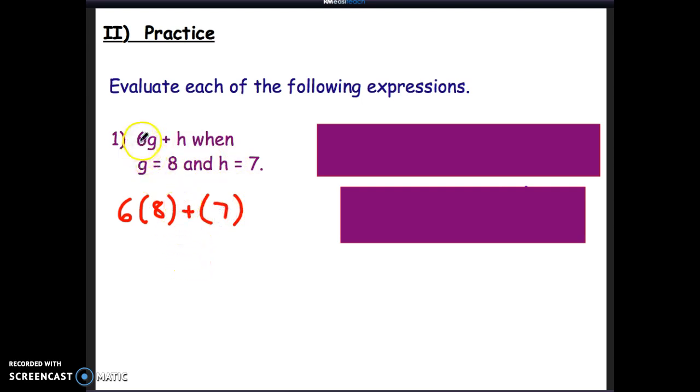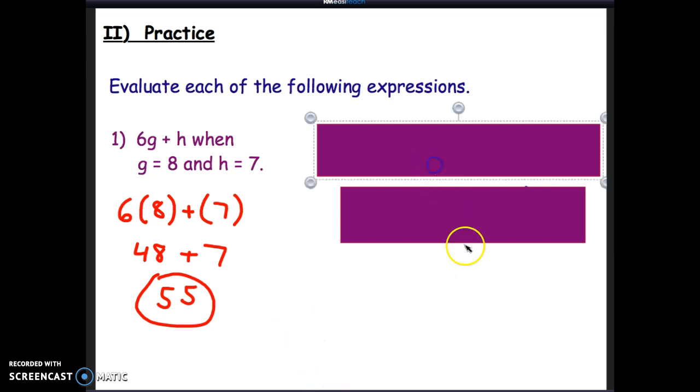And now, so I wrote it, I plugged it in or substituted. Now I have to go ahead and simplify. So 6 times 8 is 48 plus 7. And then 48 plus 7 is 55. That's my simplified answer.